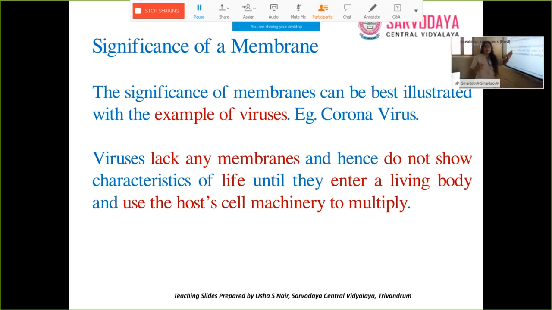Viruses lack any membranes, but to show their activity, to show how smart they are, they enter a living body like us, like humans. They don't need all this membrane and all this stuff, but they show how active they are by entering the host cell machinery to multiply. Once they are in us, they just multiply. I said this so that you understand better. So let's move on.